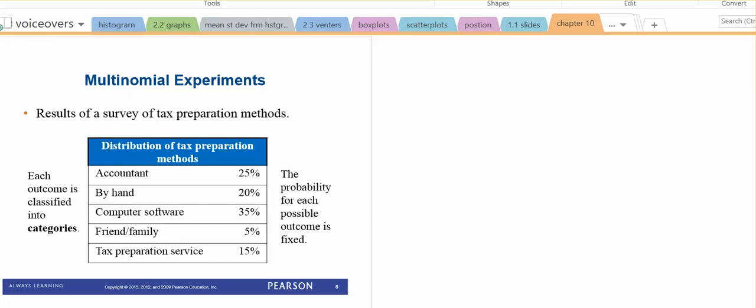So this is a multinomial experiment, and here we have the results of a survey of tax preparation methods. You can see that there's 5 different methods that we're interested in. The probability for each possible outcome is fixed, and we're told that the distribution is 25%, 20%, 35%, etc.